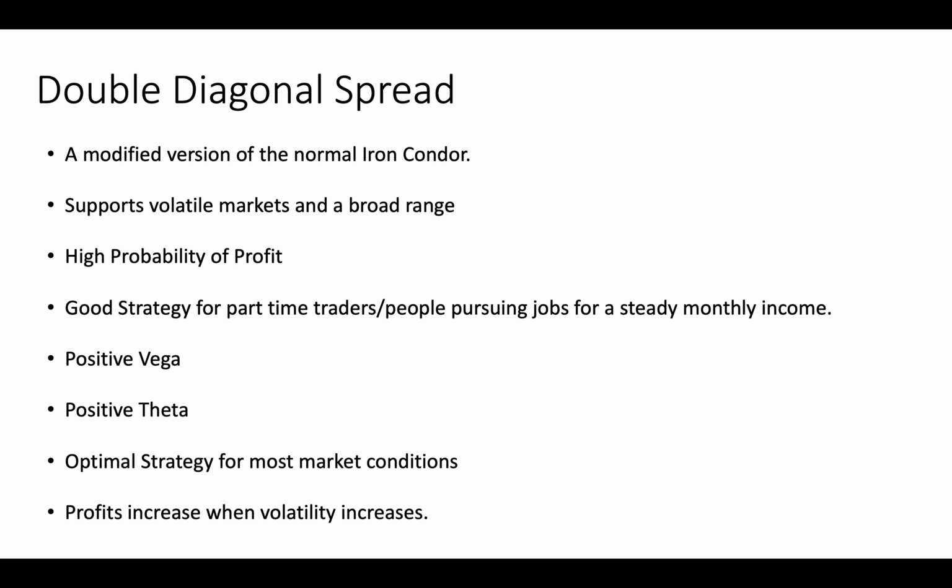one of the issues with the normal iron condor is the small, narrow range that it has. Although it has a high probability of profit, the range is really narrow, and the iron condor is made for sideways markets. If the markets are volatile, iron condor is of no use, and especially if you look at the current scenario, the markets are really volatile. So you need a strategy that can support volatile markets, and this is the one that can help you with that. As I mentioned, it supports volatile markets and it has a broad range, and we'll see in the simulator as well.